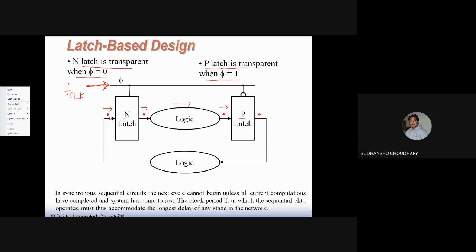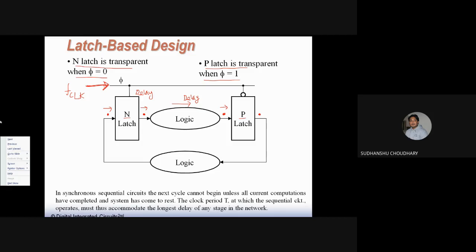That is, when clock becomes 0, this negative latch has to process the data, and the data has to be available here. Then the processed data has to be again processed by this logic, and after processing, that data has to be available here. So that much clock period I need. That clock period depends obviously on the delay of this negative latch, and also the delay of this combinational logic block, which processes my data further. So my clock frequency should depend upon the delay of this latch and also the delay of this logic.